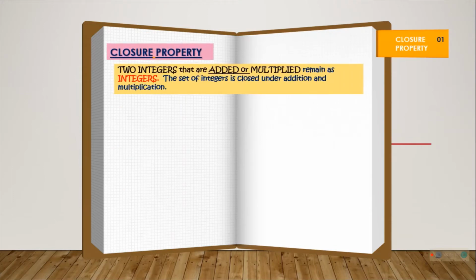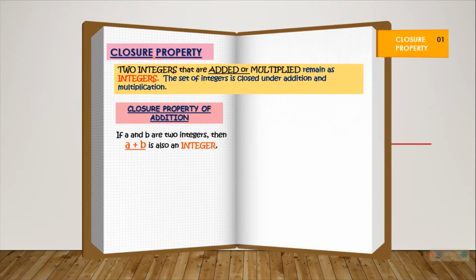The first one is closure property. Two integers that are added or multiplied remain as integers. The set of integers is closed under addition and multiplication. So, in addition, if a and b are two integers, then a plus b is also an integer. For example, 11 plus 5 is equal to 16. Negative 4 plus 7 is equal to 3. So, two integers were added so that the sum is also an integer.